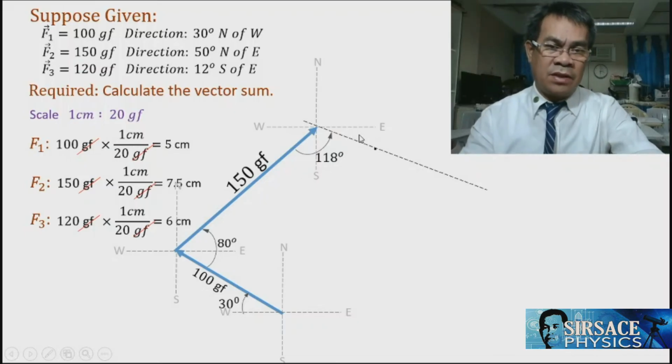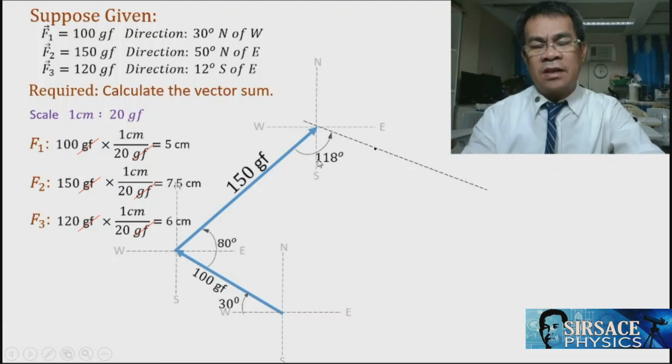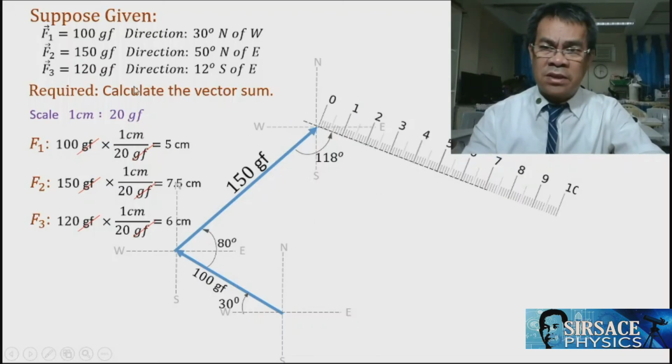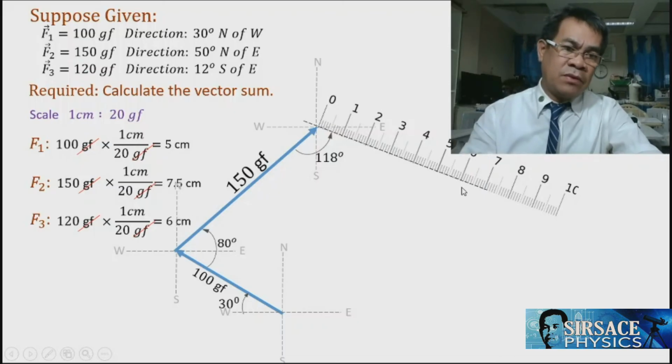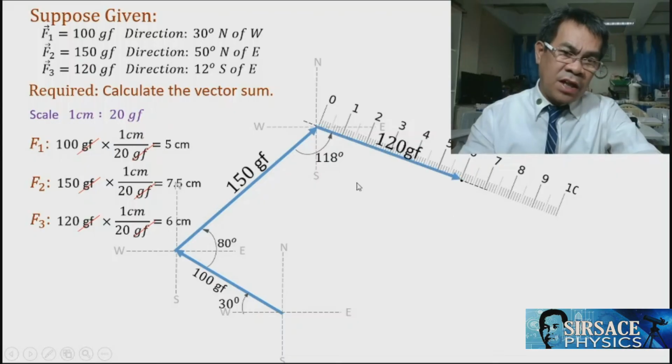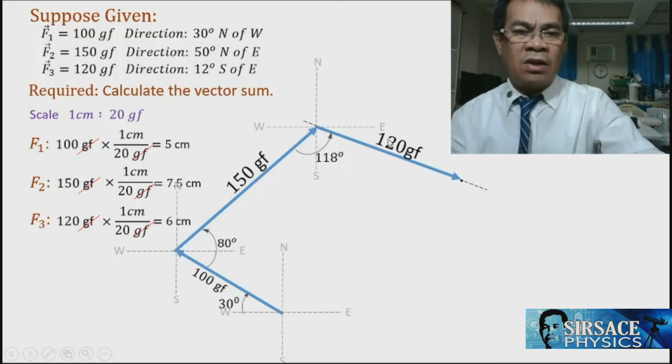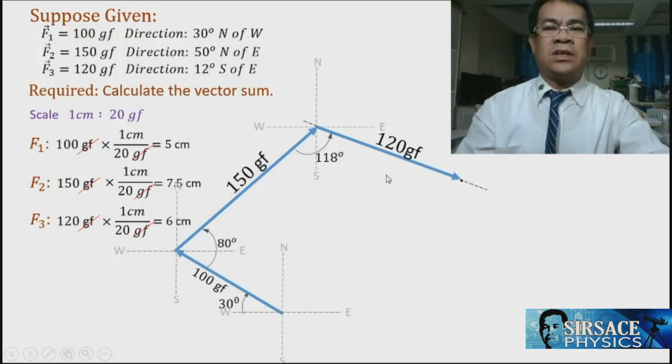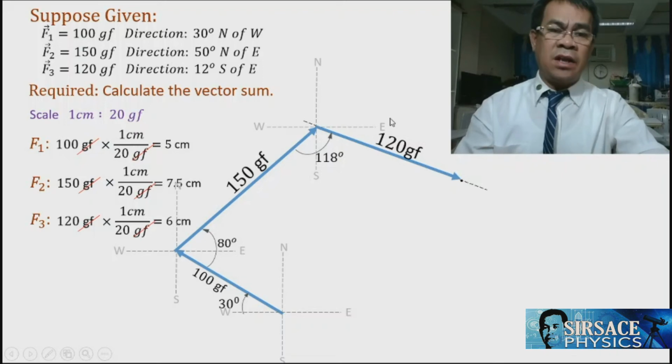Again, this is more or less, this is not properly scaled. So this is 12 and this is 78. So therefore, the total is 118 degrees. With that, we need to use the ruler again and find how much? The 120 is equivalent to 6 centimeters. So put a point mark on the 6 centimeter mark. Then connect a line, and that will be our drawn to scale 120 gram force, which is equivalent to 6 centimeters in the direction of 12 degrees southern part of S.